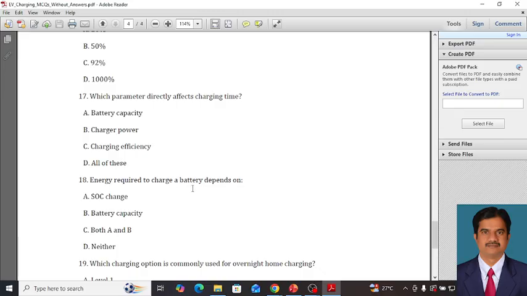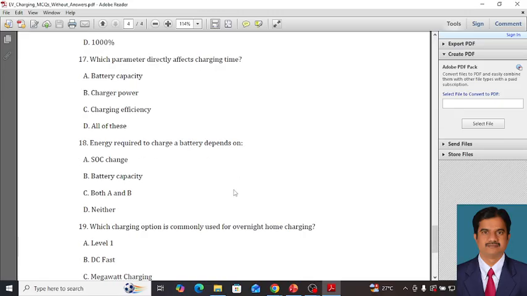Energy required to charge the battery depends on SOC change, battery capacity, both A and B, or neither. Both A and B is the answer.